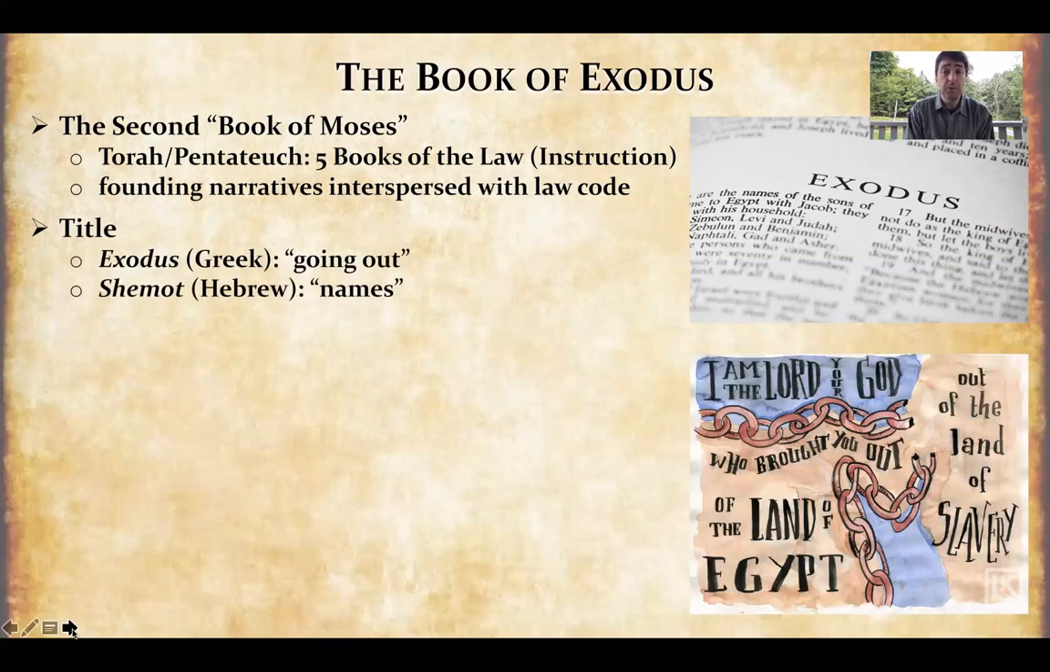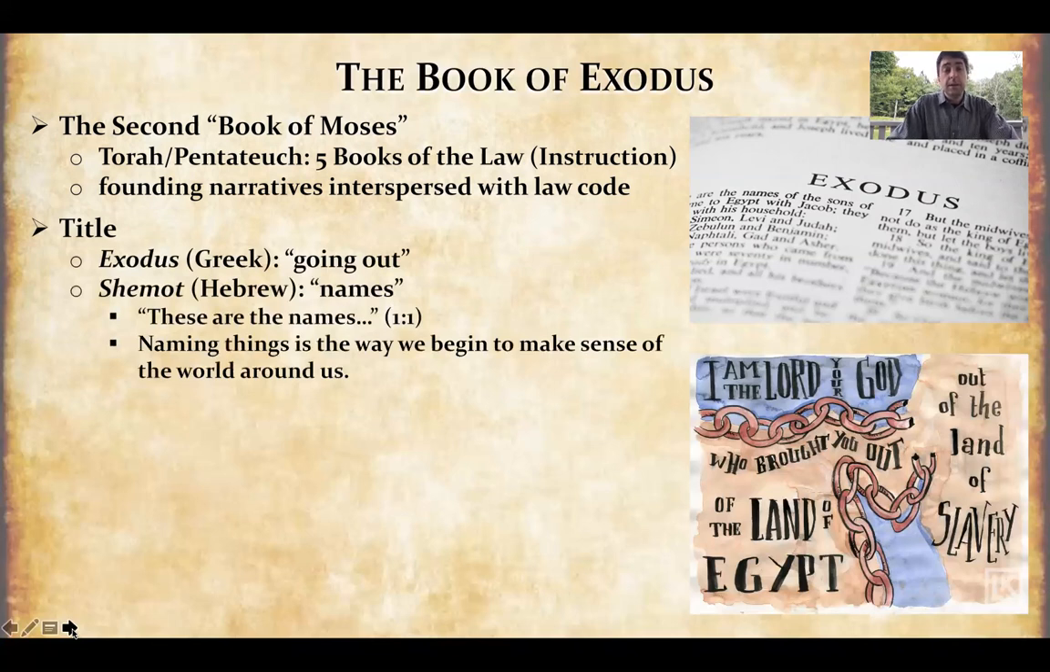The Hebrew title is a little more intriguing. The Hebrew word for this book is Shemot, which means names. Now, why would this book be called Names? It's right from the first verse there. These are the names of the sons of Israel. And then are listed the people that ended up going down to Egypt.